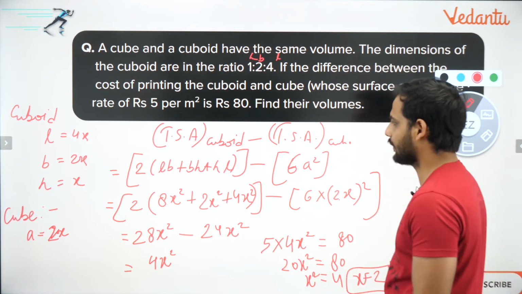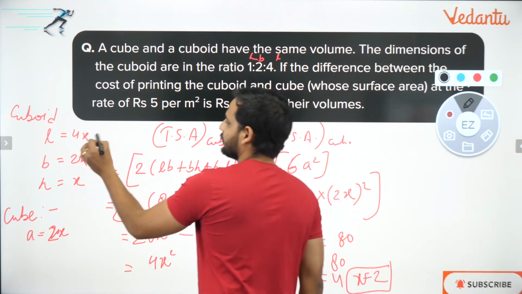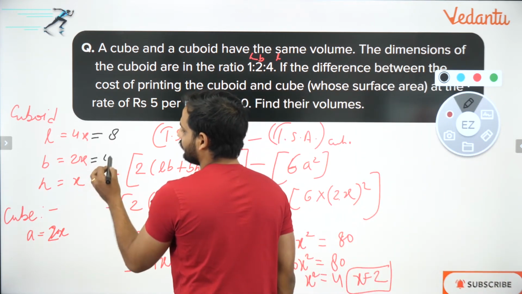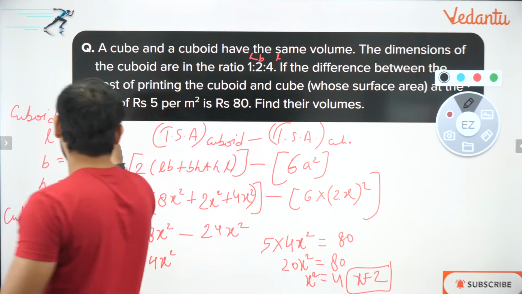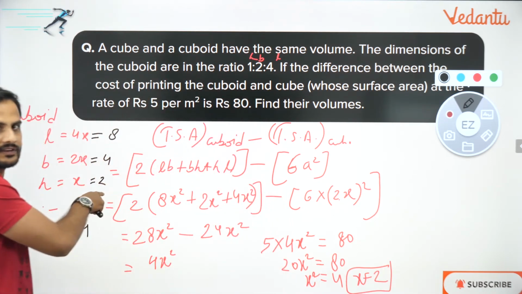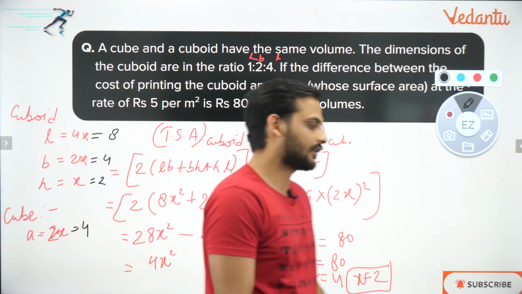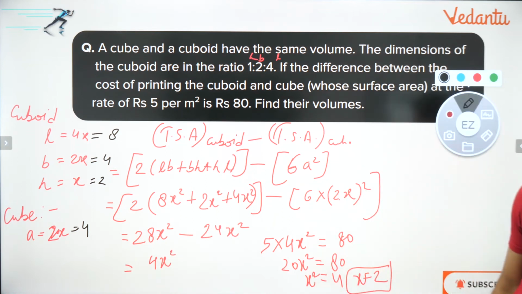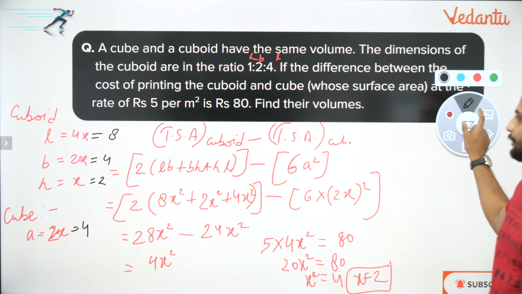Now, once we have got x is equal to 2, I now know everything about this. So this will become 8 centimeter, this will become 4, this will become 2, and this will become 4. So the volume is 8 4s are 32 into 2, 64, and here volume is 4 into 4 into 4, 64. So 64 meter cube is the volume of both. So this was a good question. Okay, I hope all of you enjoyed this question. Now let's move ahead.